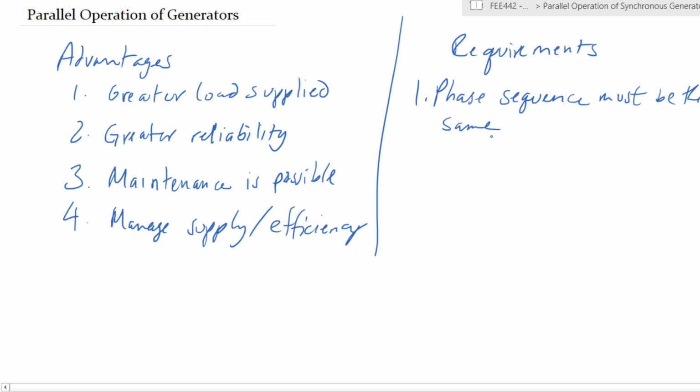So if the system that you're connecting to is red, yellow, blue, your generator that is coming in needs to also be red, yellow, blue. If it is opposite, there will be currents flowing between the generator and the system instead of going directly to the load.